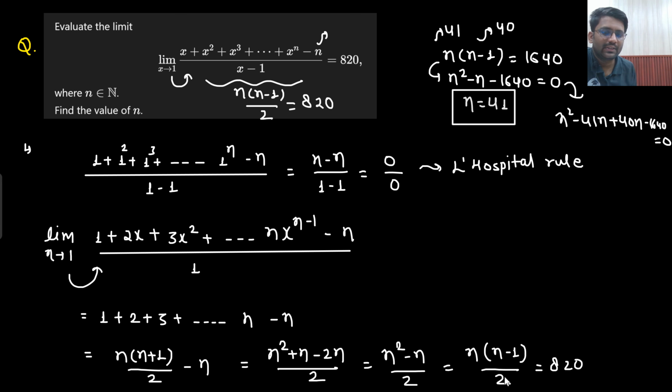Okay, so when I am doing this calculation, I am getting n minus 1 into n divided by 2, and that should be equals to 820. So from there n is coming out to be 41. This is the answer that I am getting.